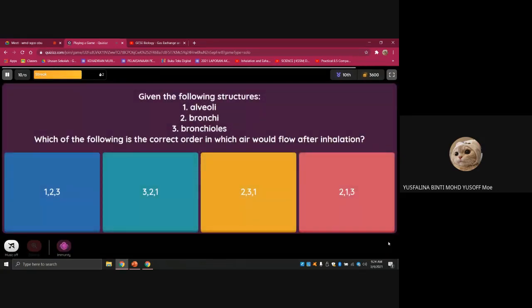Okay, next one, number 10. Given the following structures, alveoli, bronchi, bronchioles, which of the following is the correct order in which air will flow after inhalation? So this one I will just open for anyone to answer. Anyone want to try? C, 3, 2, 1. C means 2, 3, 1. 2 means from bronchi, and then bronchioles, then alveoli. Yes, very good.